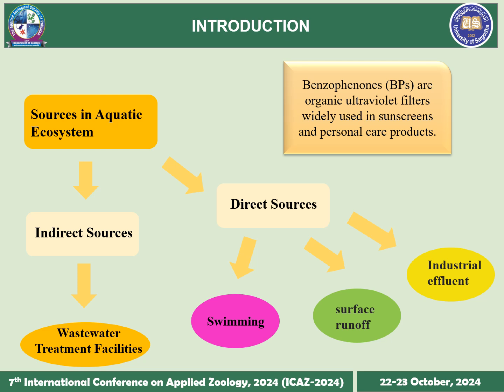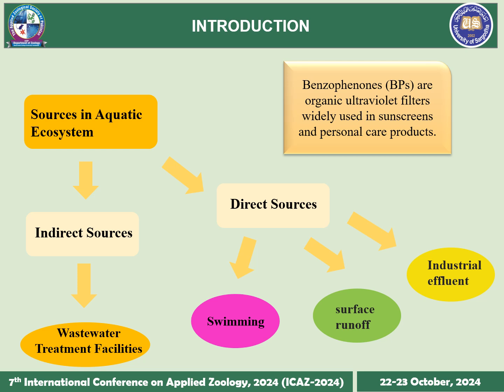So the first question is, what is benzophenone? Benzophenones are organic ultraviolet filters that are widely used in personal care products such as cosmetics, sunscreens and aftershaves. Now the second question is how these contaminants enter the environment to affect aquatic organisms, particularly fish. There are two sources.